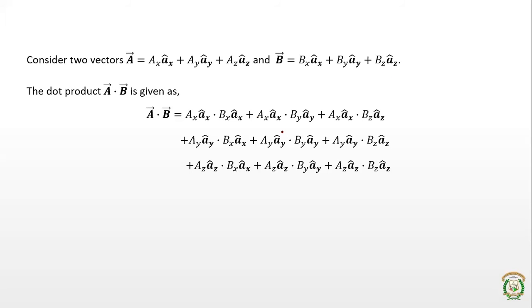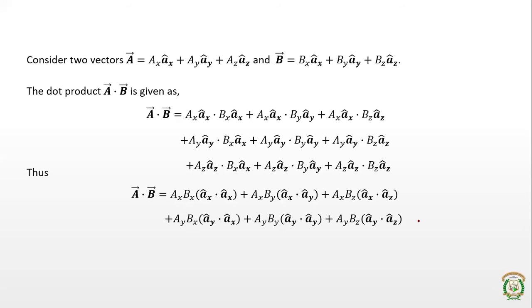Right? So now if you keep the scalar components together and vector components together, I mean if you separate the scalar and vector components in each term, you'll get this, right? So ax dot bx, I can write this as ax bx multiplied by ax dot ax, right? Because the dot operator is only on the vectors. So I will keep vectors aside and scalars aside. Okay, so this will be ax by into ax dot ay. Similarly, you will get these terms. If you do this for all the terms, you will get this.